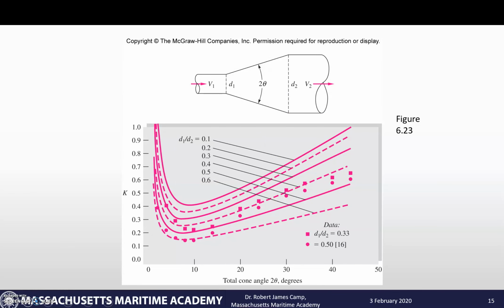This next one here just shows you a conical diffuser. If you look at it, once again, you've got to piece the thing together from the picture. You have to find the cone angle, which is 2 theta. Little d over big D, you find the ratio there to know what line you're looking at, and then you read up from the angle to your line, and read over for the K value.